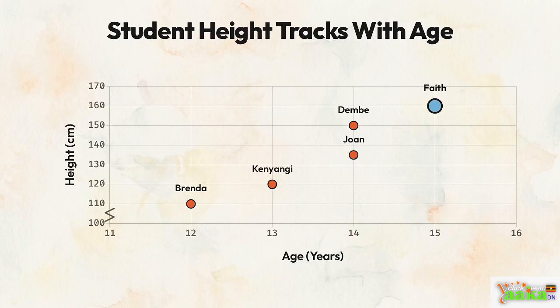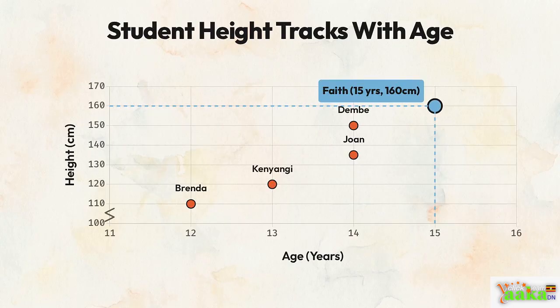Once the scatter graph is properly built, we can identify specific values for each student by reading the spatial layout directly. This chart shows the highest plotted point sitting near the top right corner. Tracing backward, we drop a line down to 15 on the x-axis and across to 160 on the y-axis. The position alone tells us this point represents Faith, the oldest and tallest student.